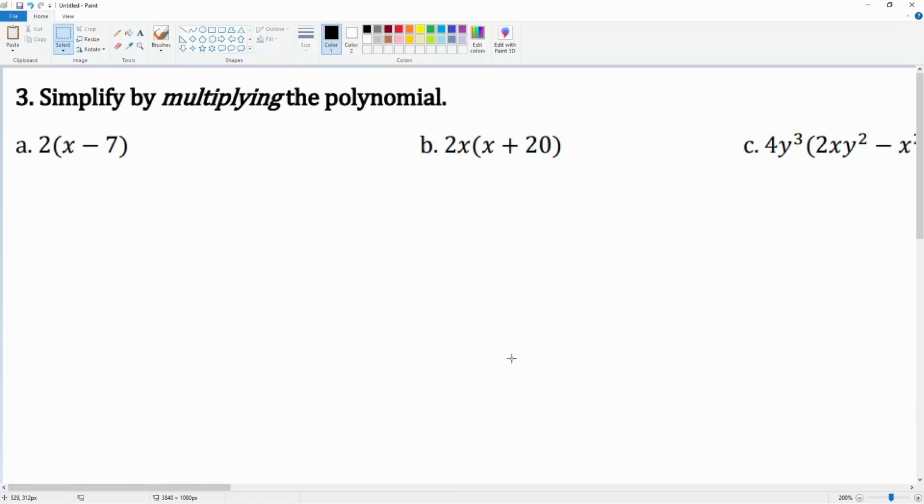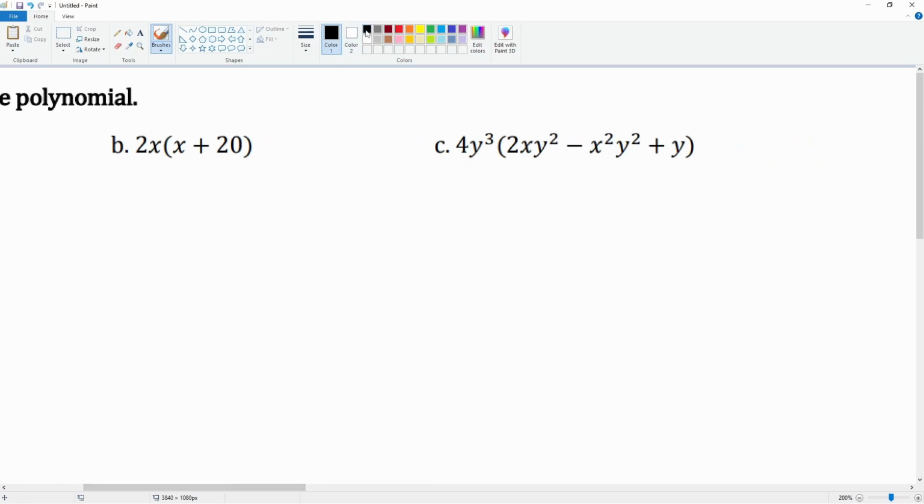Number 3 looks for us to simplify by multiplying the polynomials. So here I have a monomial times a binomial, so I'm just going to distribute. 2 times x becomes 2x, and then I have the 2 times negative 7 becomes negative 14. There I go.